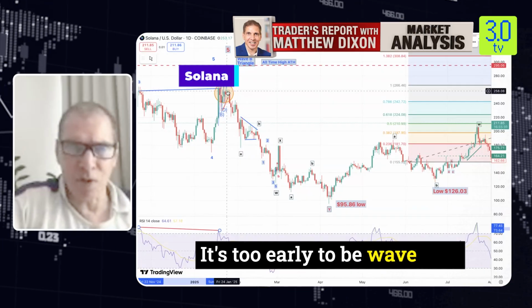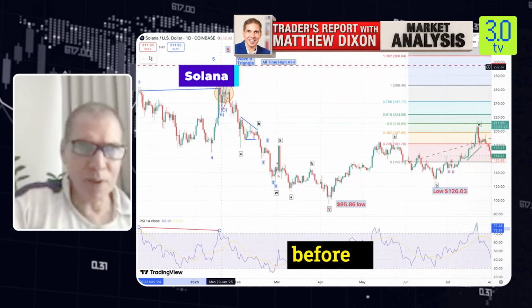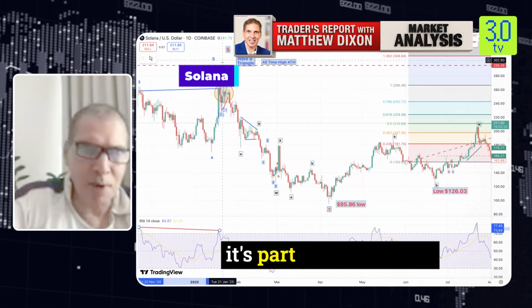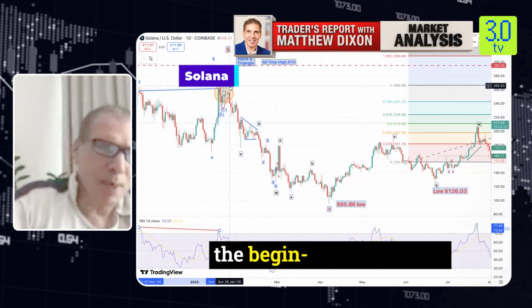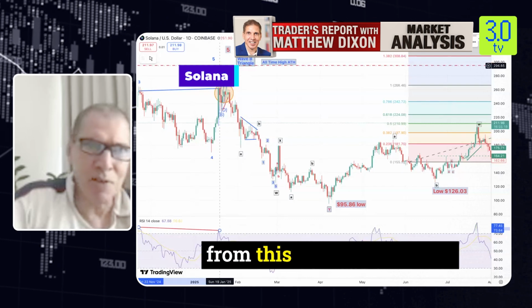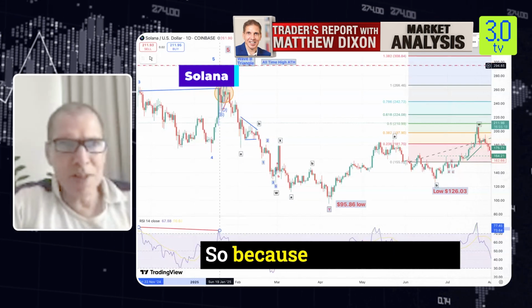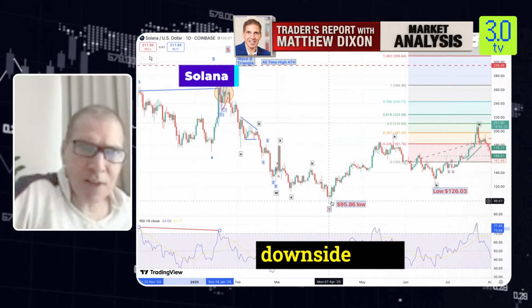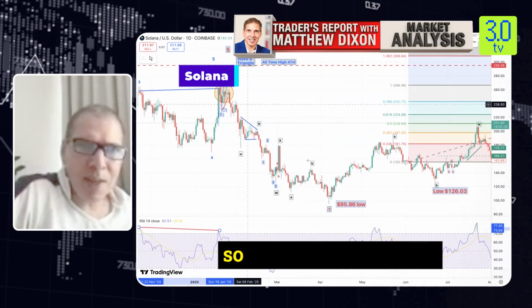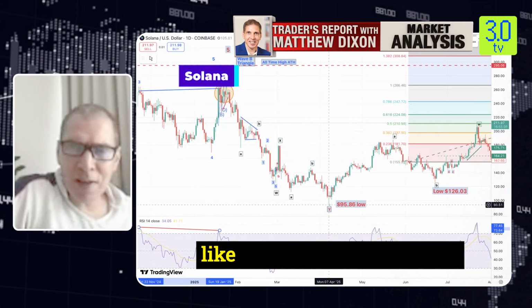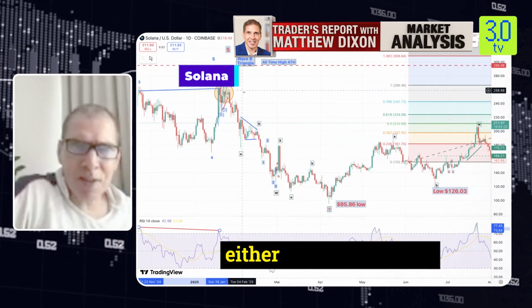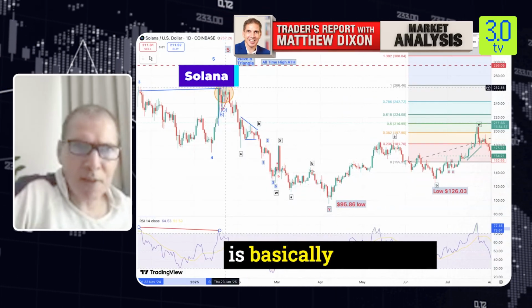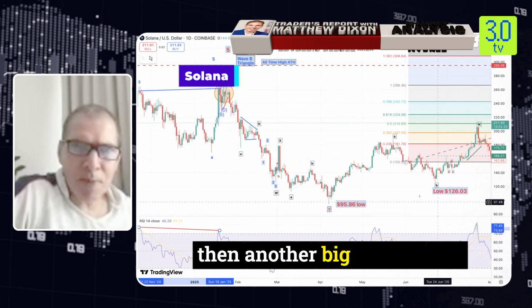It can't really be anything else. It's too early to be wave 4. We haven't got the 3 waves before it. So it has to be a wave B position, or it could potentially be X, but it doesn't matter. It's part of a correction, the beginning of a correction to the downside from this 295 all-time high. So because it's a correction, it tells me this whole move here is corrective to the downside to 95. So either the correction is complete here. So again, like Pump.fun that we looked at, either the correction is complete or it's part of a larger correction, which is basically corrective down, corrective higher, then another big move down.